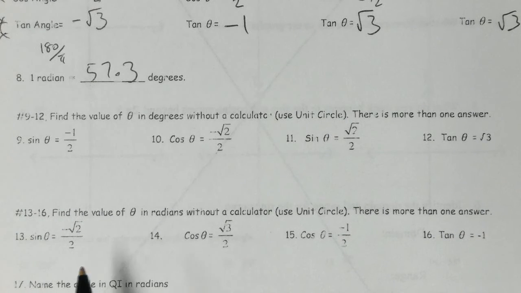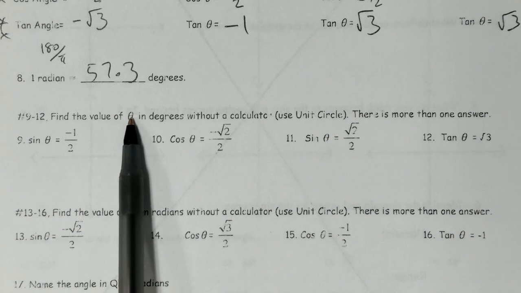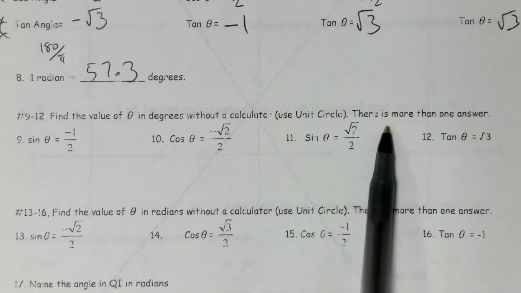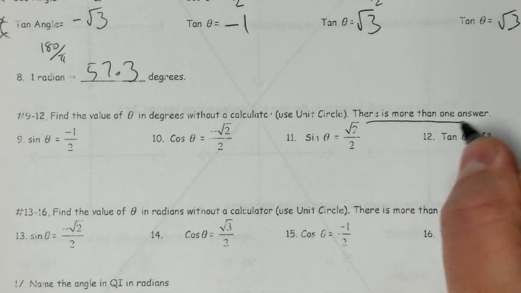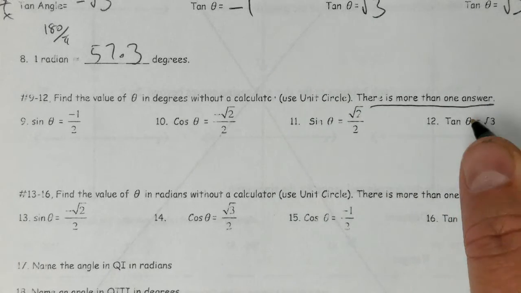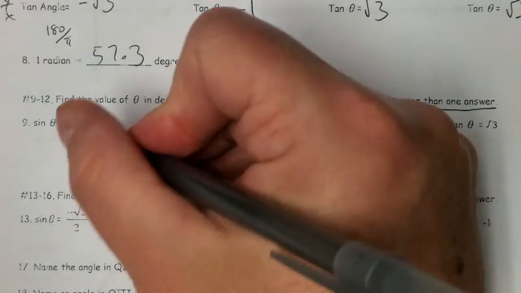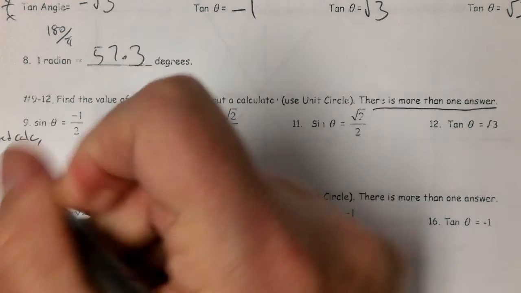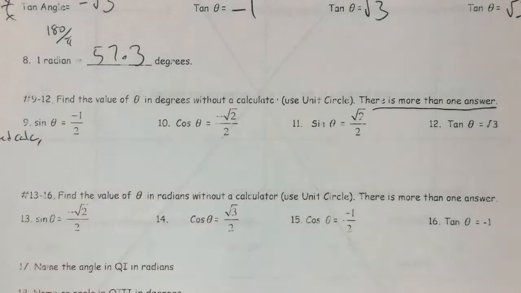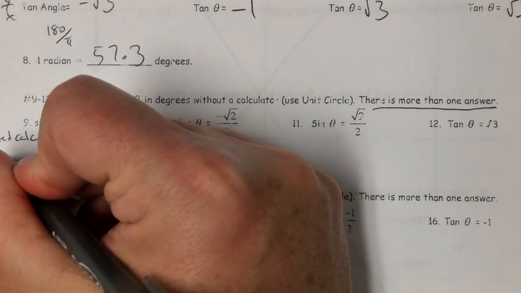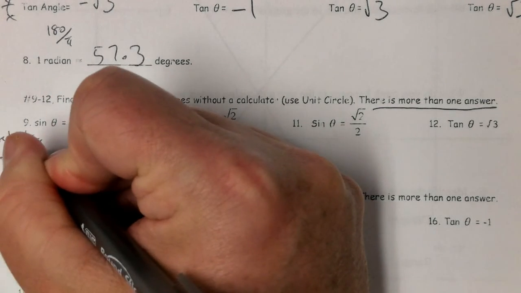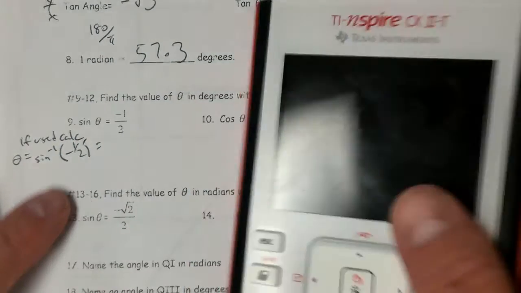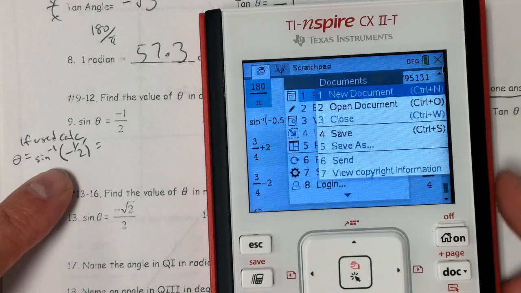Okay, so then this next one says, find the value of theta without a calculator, use your unit circle. There is more than one answer. So this is very important, because if you did use your calculator, you'd say theta equals sine inverse of negative 1/2, and you'd only get one answer.